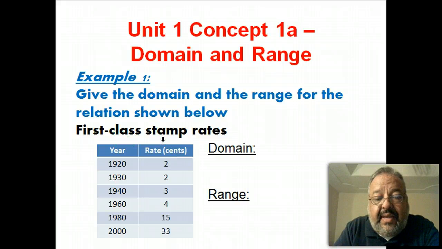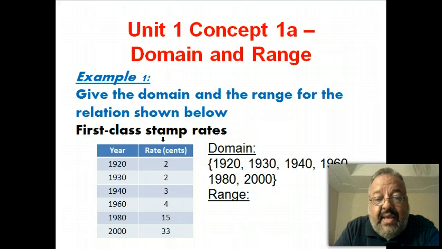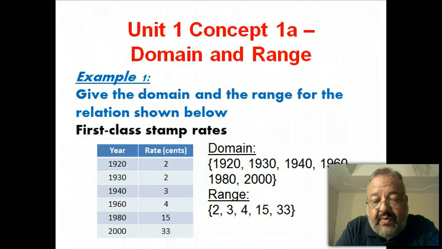We're going to look at the domain first. The domain is all the X values, and we write down each individual X value from 1920 all the way to 2000. The range is going to be the Y values. These are the Y values right here. Notice the number 2 was only written one time. If a value repeats itself, just write it down one time, and that's it. And put them all in order, domain and the range, from smallest to greatest.